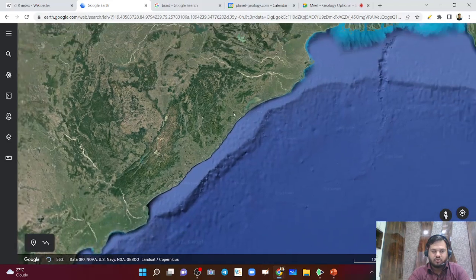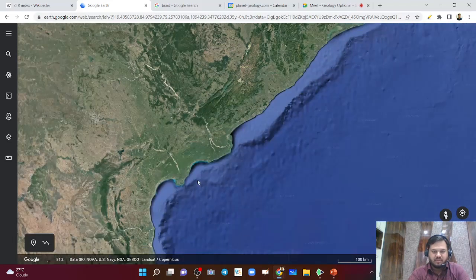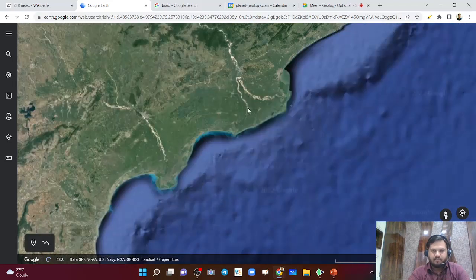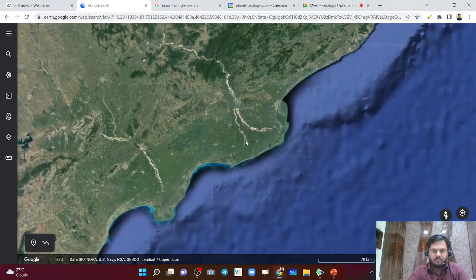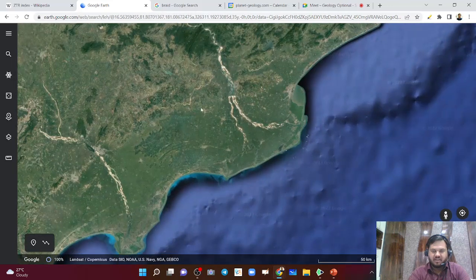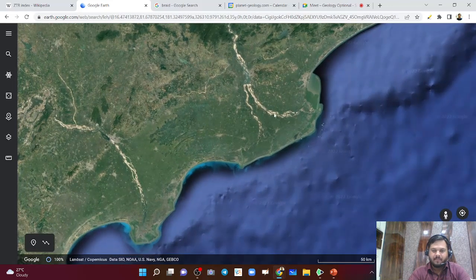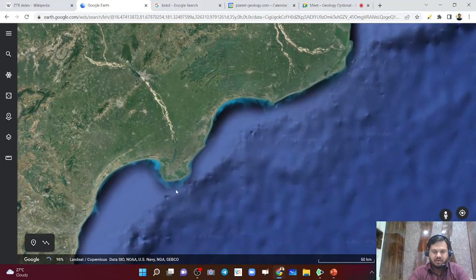Okay. Do you know what this is? This one? Can you see the cursor? This is also a delta. So which delta could this be? This is also a delta basically. This is a river coming, and this is Godavari Delta, right? This is Krishna Delta. This one is here.